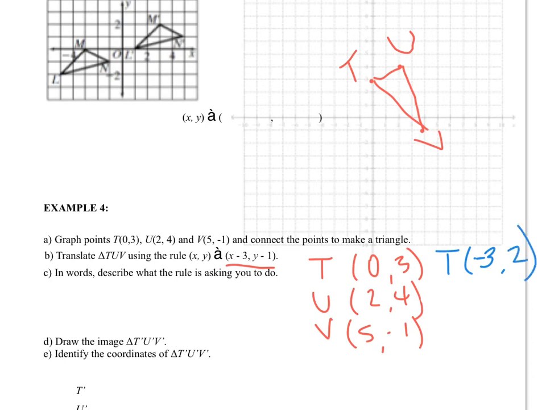All right, and then for U, it says take away 3. So then 2 minus 3 is going to give us negative 1. And then 4 take away 1 is going to give us 3. And then for V, the new one, 5 minus 3 is going to give us 2. And then negative 1 minus 1 is negative 2. So now we want to plot those points. So negative 3, 2; negative 1, 3; and 2, negative 2.